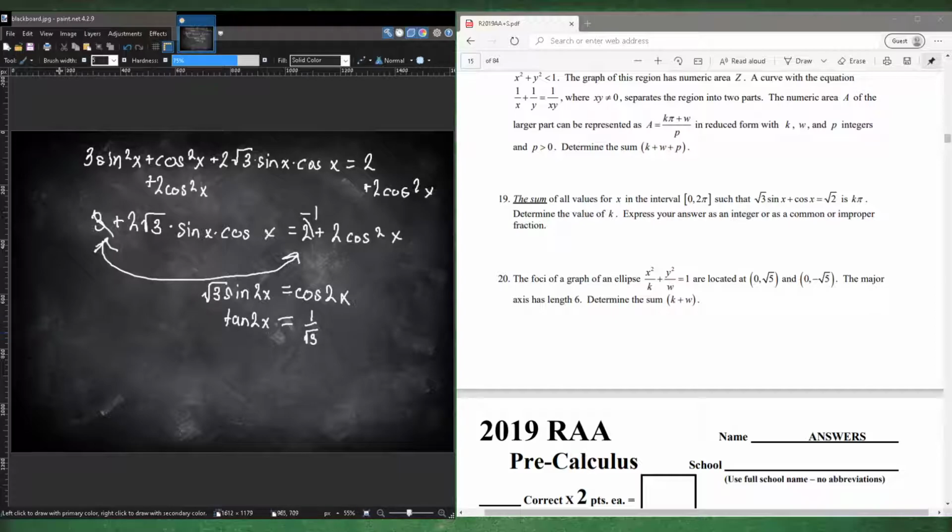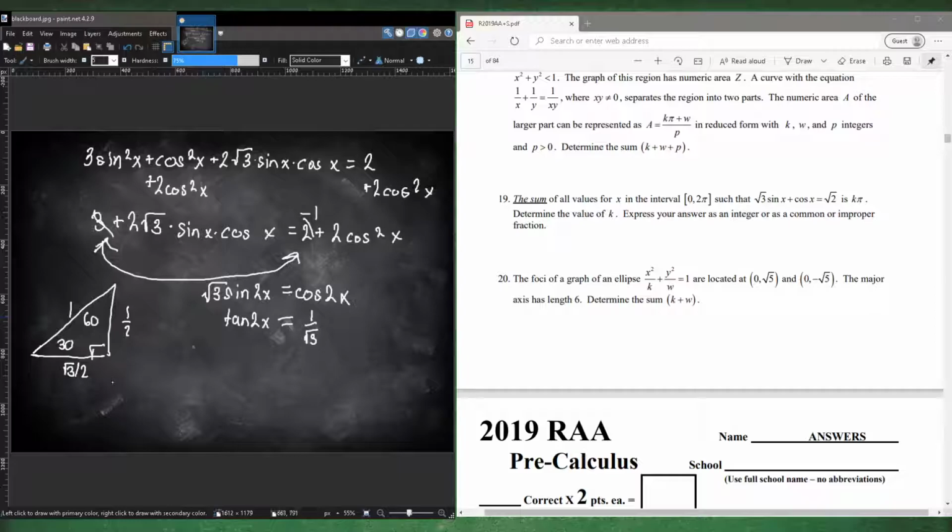Okay, so we need to find all values of x that make 1 over square root 3 possible. If you think about this, to get square root 3, that's always going to be a 30, 60, 90 triangle. Opposite of the 30 is 1/2. Opposite of the 60 is square root 3 over 2. So if we take tangent of 60, that's square root 3 over 2 divided by 1 over 2, which is square root 3. That's not this, so it's going to be tangent of 30. Tangent of 30 is 1/2 divided by square root 3 over 2, which is 1 over square root 3.